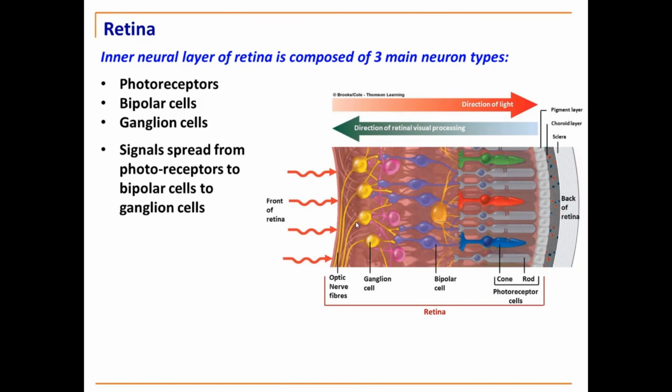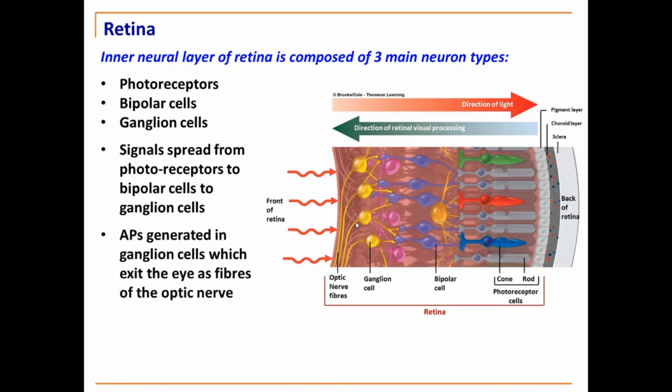And about 70% of all sensory receptors are in the eye. There are around 250 million sensory receptors in the eye. So it takes a huge amount of processing power. And action potentials are generated in the ganglion cells, which then exit the eye as fibers of the optic nerve, as I've already said.